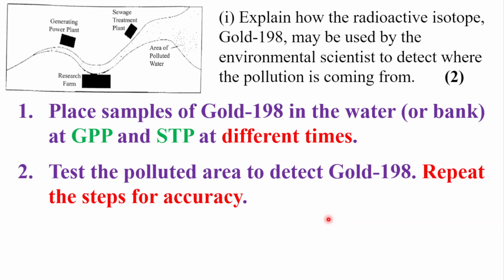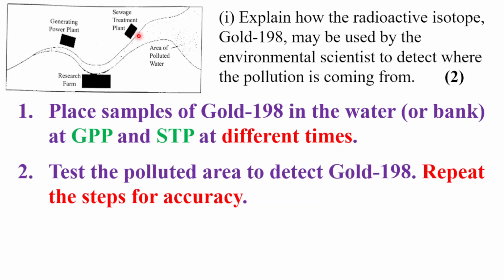All right, the next thing now, we're going to test the polluted area to detect gold 198. I'm going to repeat, and again, you're going to repeat the steps for accuracy. I like to do that because I like to make sure that my first result is the same every time, or similar almost every time. Now, we're going to test the polluted area for the detected gold. Let's say you put the gold at the generating power plant. It will travel all the way to the polluted area. But let's say it is not showing up here, that means it's not reaching that point. That means this generating power plant is not what is causing the pollution.